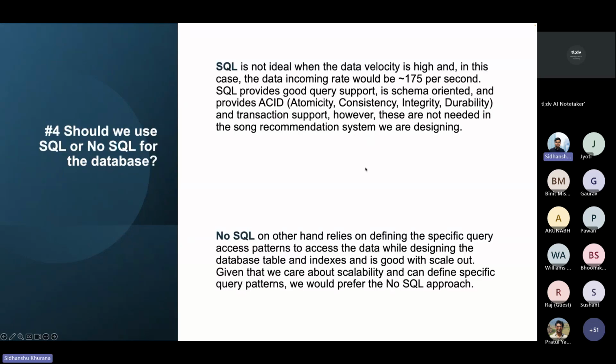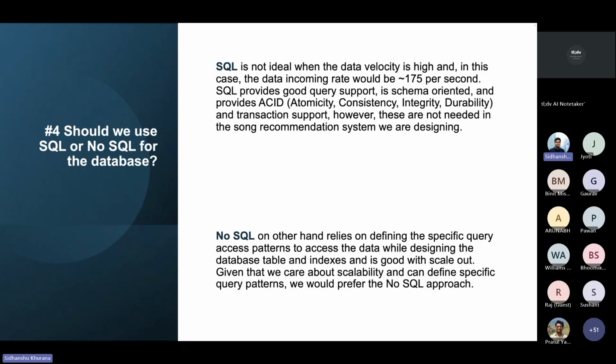Okay, should we use SQL or NoSQL for this database? SQL is not ideal when the data velocity is high. In this case, when we did some quant, we saw that the data incoming rate is around 175 requests per second in the write path.